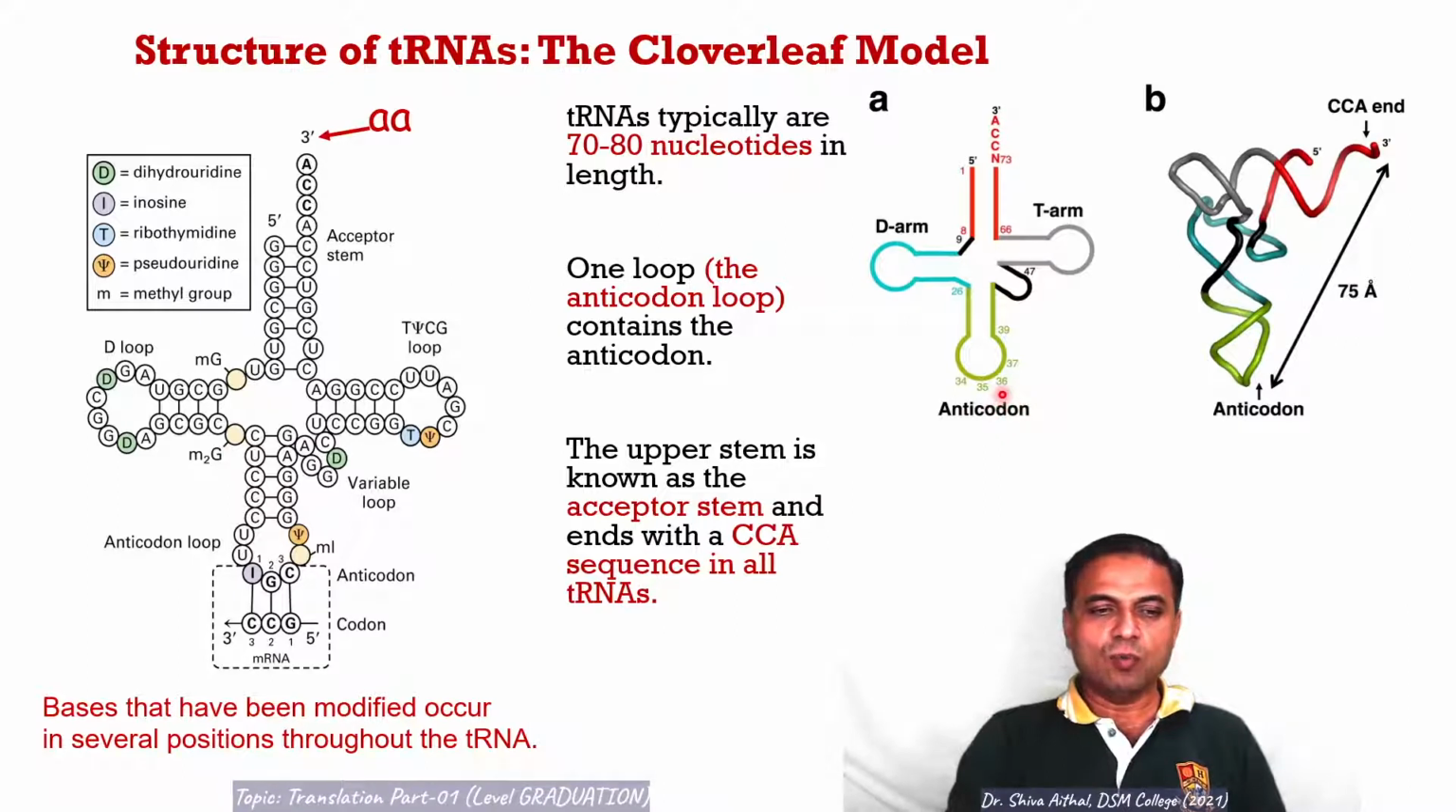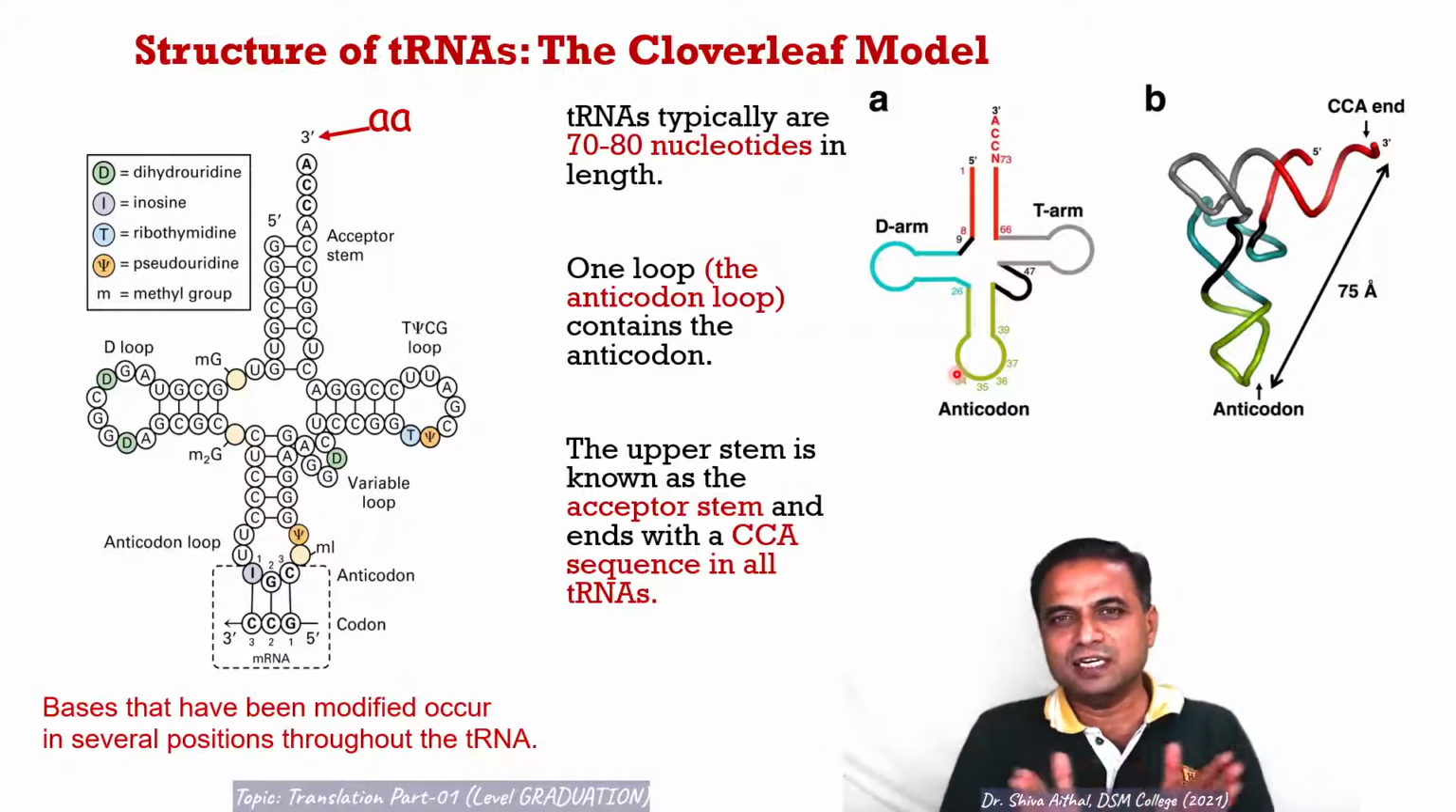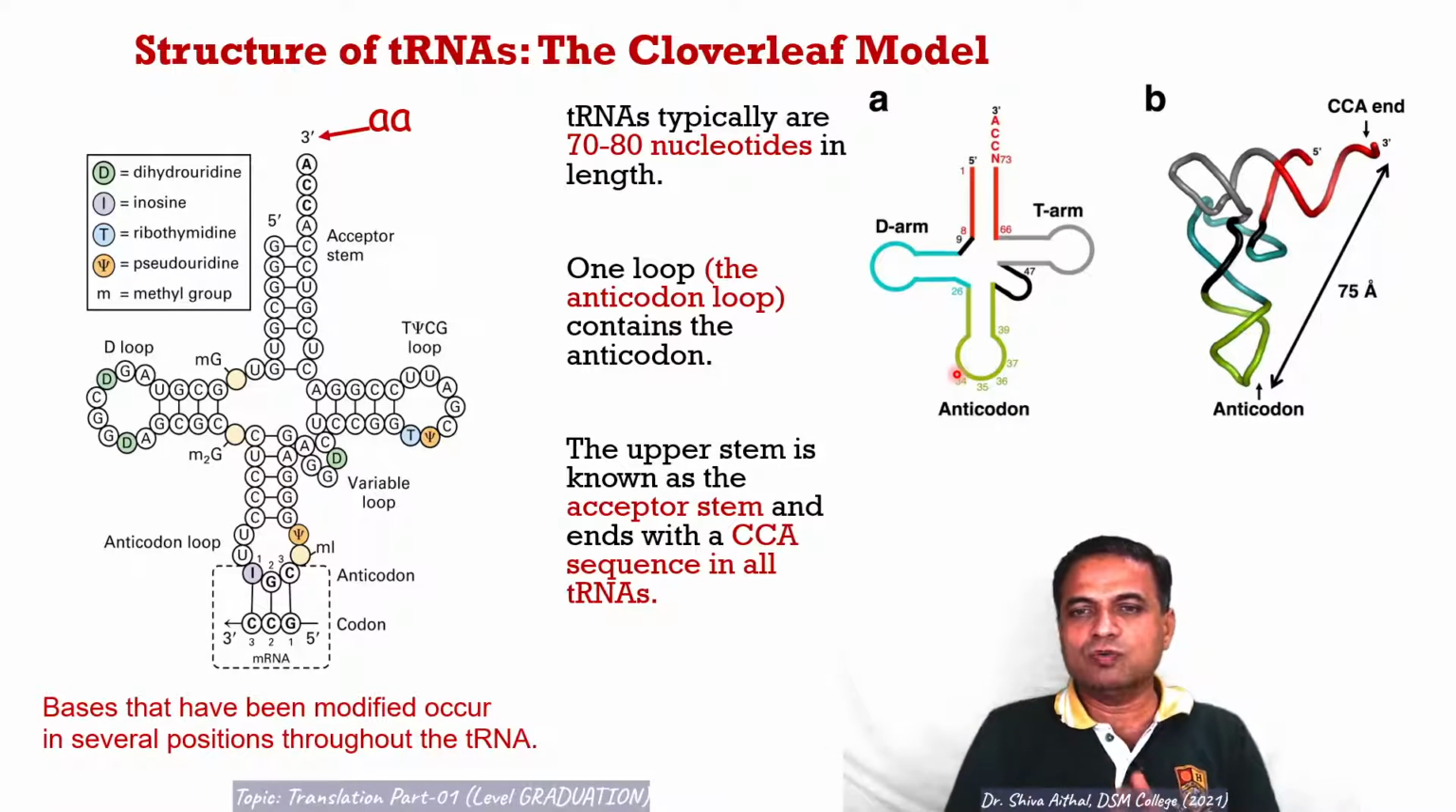Anticodon sites are mostly at the 34, 35 and 36 bases. In and around 100 bases, 70 to 80 bases along this tRNA, small molecules which are internally folded, a single stranded RNA internally folded to give life to this beautiful stable structure. These are typically around 70 to 80 nucleotides in length, and one loop which is called the anticodon loop here is at the 34, 35 and 36 bases.